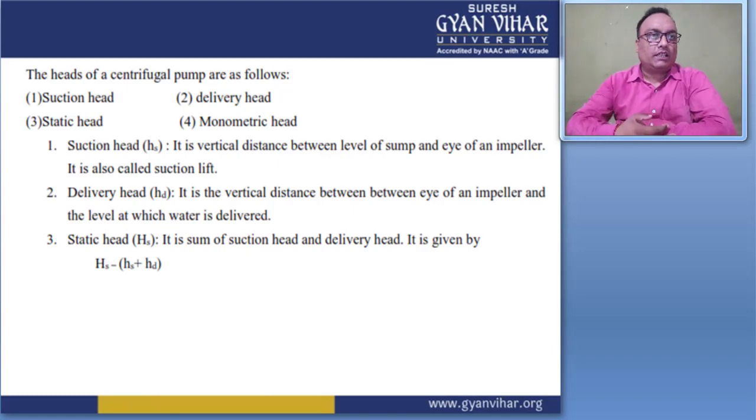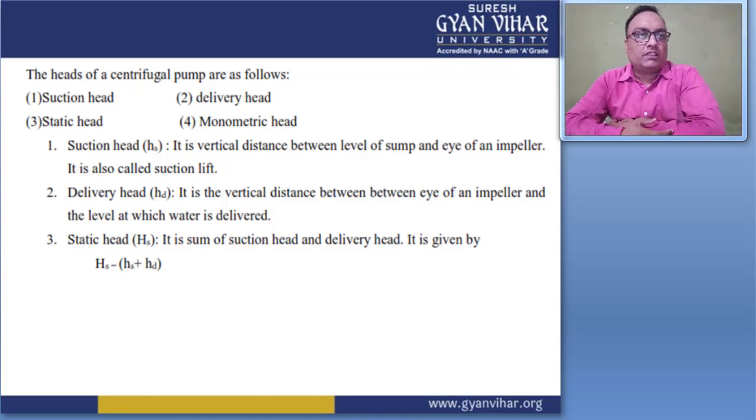And these are the total heads. The total heads of the centrifugal pump are as follows. There are 4 types of heads: first, suction head, then delivery head, static head, and manometric head. For the suction head, this type of head we can use in different types of turbines. This is the case of the centrifugal pump, right?